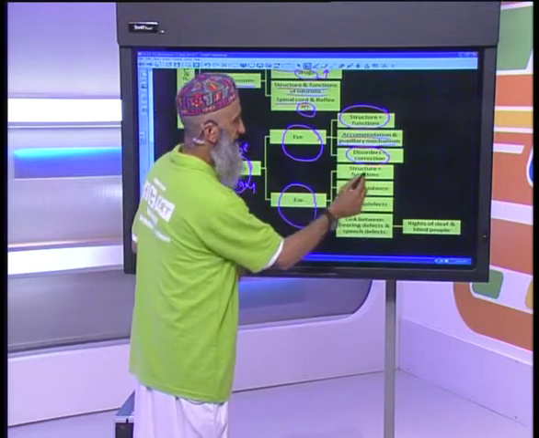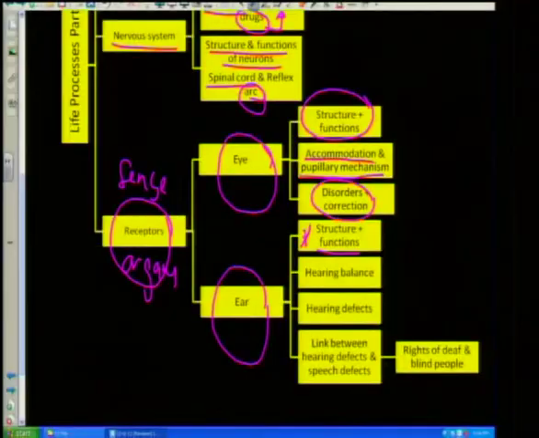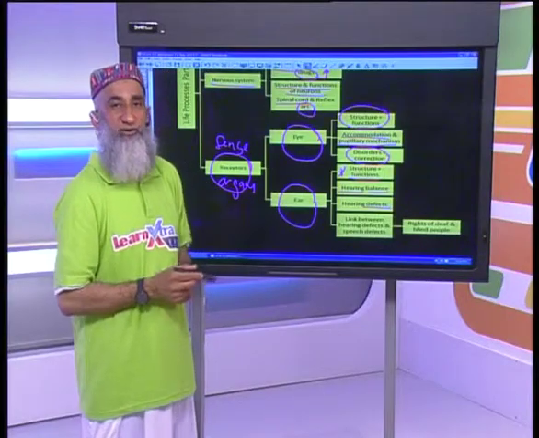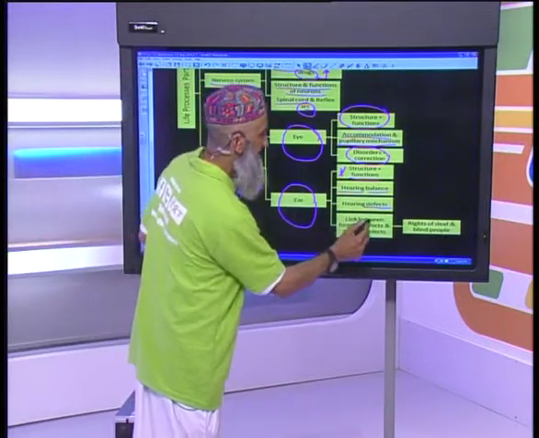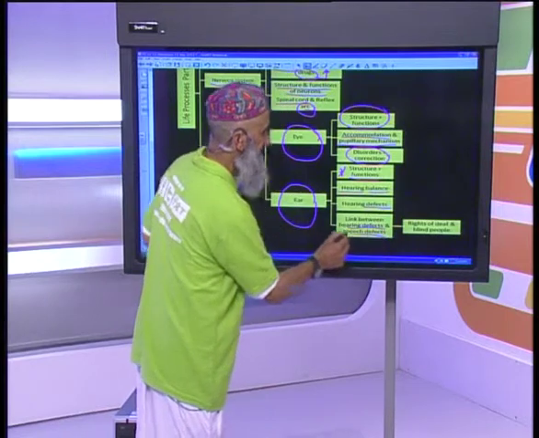In the ear, we're looking again at structure and functions, the same as we did in the eye. The two most important functions in the ear are hearing and balance. We also want to know how hearing can be defective, in other words, what problems one can have with hearing. And we want to know the link between hearing defects and speech defects.